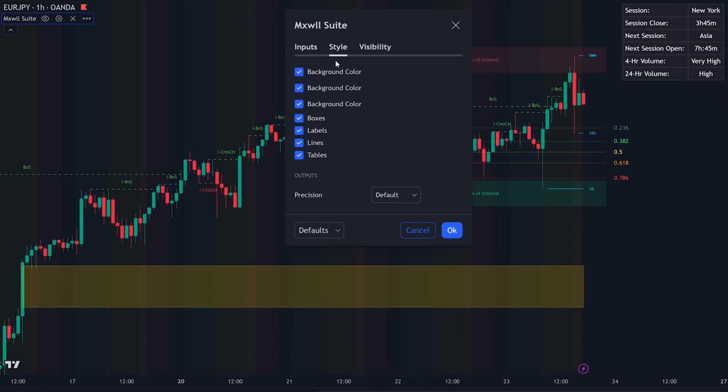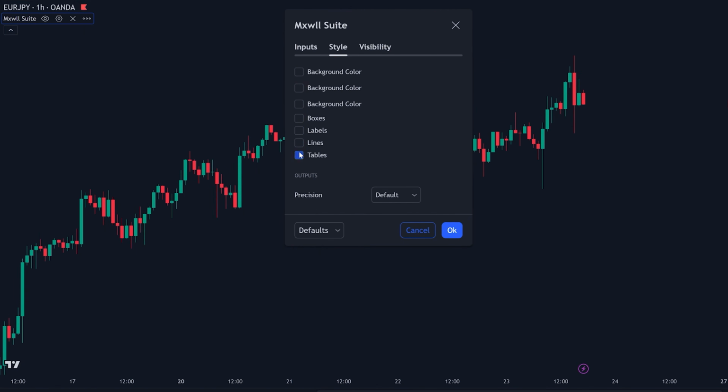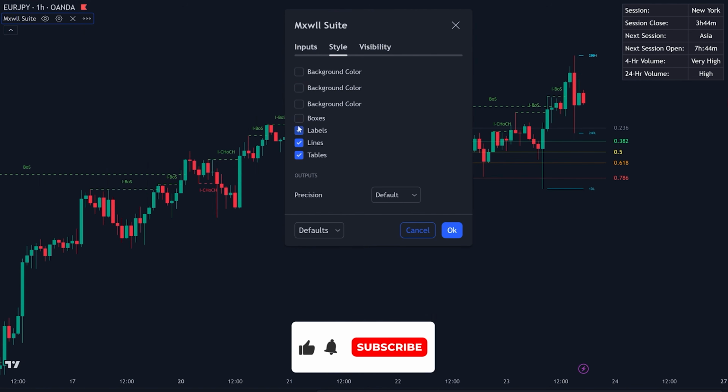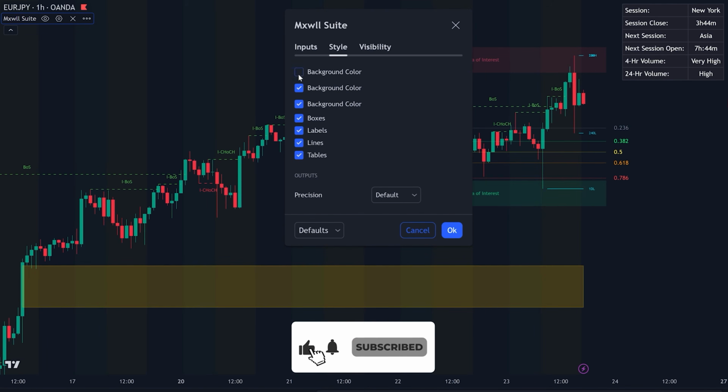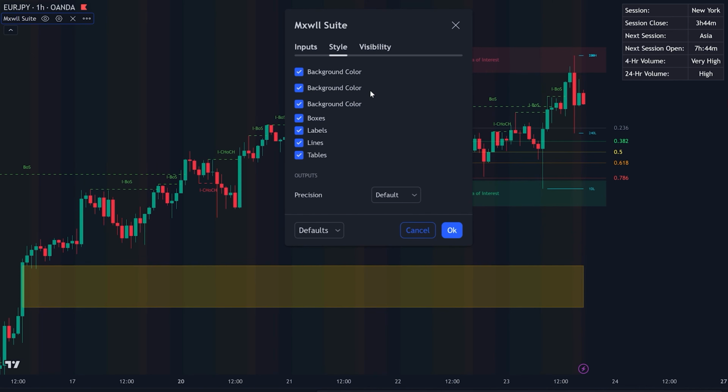Additionally, the Style section includes options for background color, boxes, labels, lines, and tables. Enabling or disabling these will affect how these elements appear on the chart. For this video, we're going to use the default settings. Next, we're going to explore how we can use the Mxwl Price Action Suite indicator in our trade.